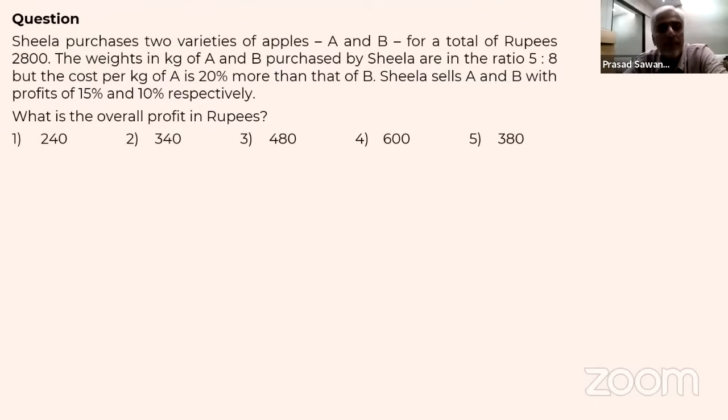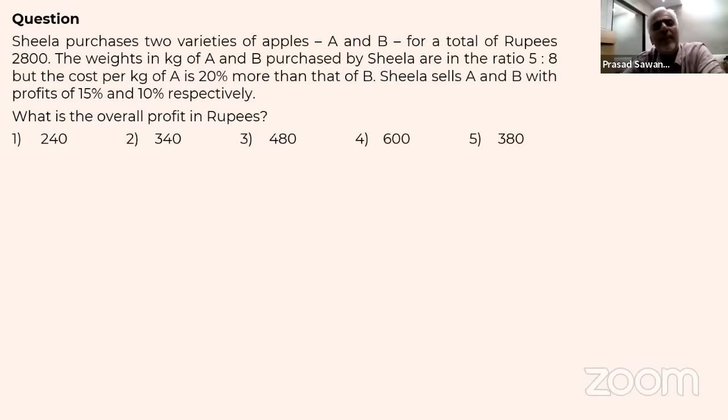One very straightforward question, again, can be very, very smartly done. Sheila purchases 2 varieties of apples, A and B, for a total price of rupees 2,800. The weights of A and B are in the ratio 5:8, but the cost of A is 20% more than that of B. Sheila sells A and B at 15% and 10% profit respectively. What is the overall profit in rupees?